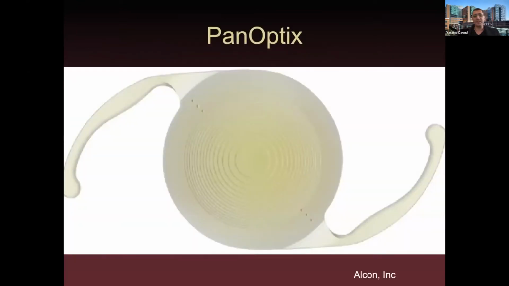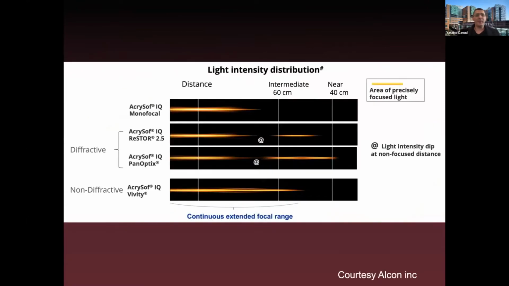So this is the PanOptix, and it comes in toric. One thing that helps us understand how these lenses work, or what they actually give you, is how they split the light. With the monofocal, you get the full light for distance, but then it dwindles right as you get into the intermediate. The Restore multifocal would give you mostly distance. Right around intermediate, it had a little bit of light distribution going down, and then it gives you a little bit more near.